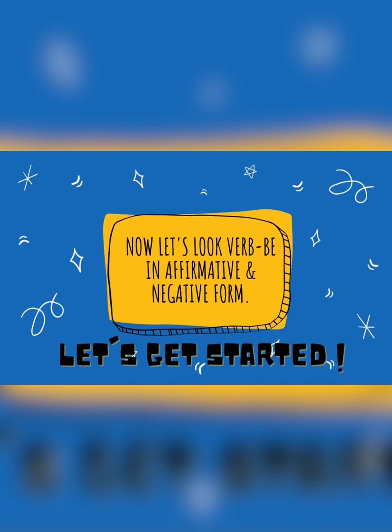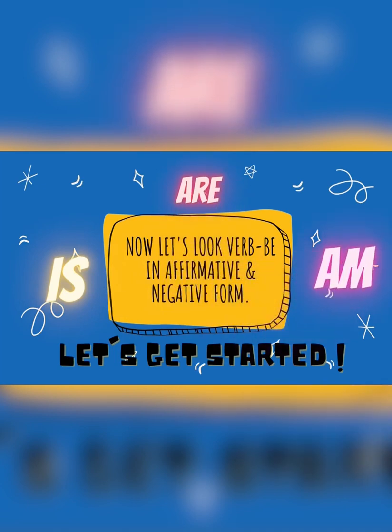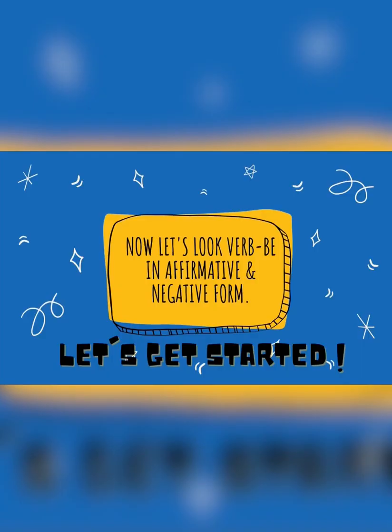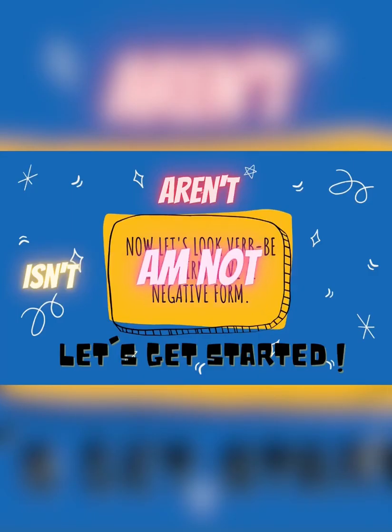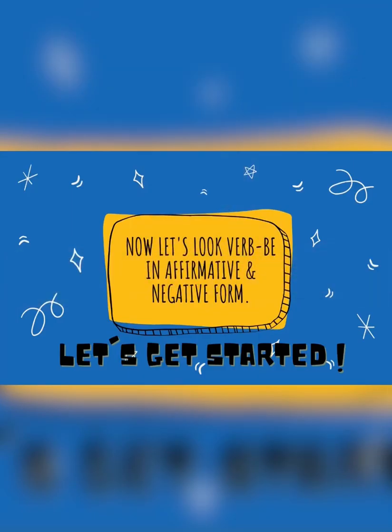Now, let's move on to verb be. Apa itu verb be? Okay, verb be is divided into 3. Is, are, am. Verb be also comes in 2 forms, which is affirmative and negative form. Is becomes isn't, are becomes aren't, am becomes am not.